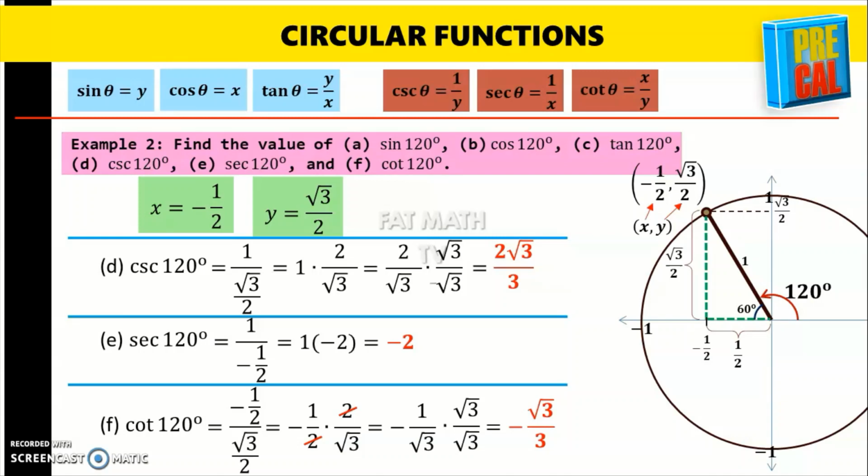So if the terminal point is in the first quadrant, both x and y are positive. And if in the second quadrant, x is negative, y is positive. On the third quadrant, both are negative. And on the fourth quadrant, x is positive while y is negative.